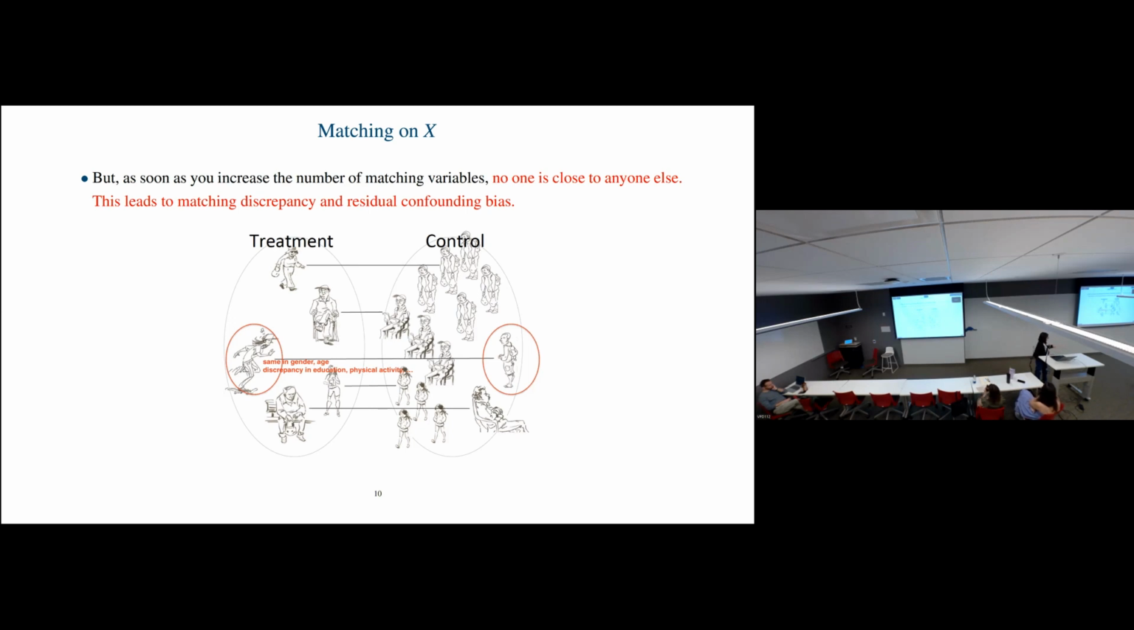Here we have a very naive plot, so you probably cannot read the words, but the idea is you can see two people are matched together. They have the same values in age and gender, but there are still some discrepancies in education and physical activity. This is due to the matching discrepancy. If we have 100 covariates in X, then no one is close to anyone else, right? So if you match on 100-dimensional X, you will have residual confounding biases.